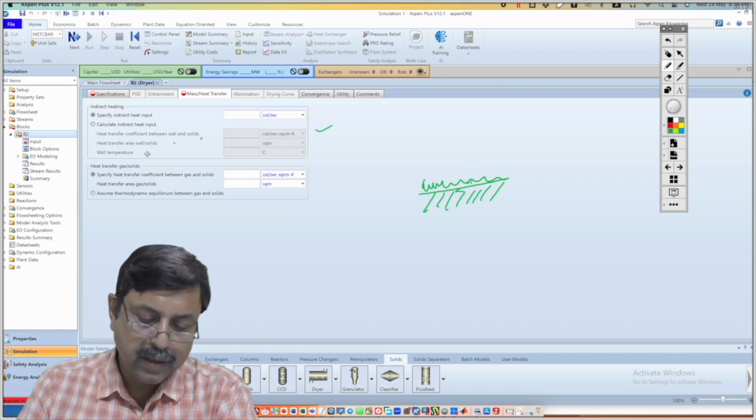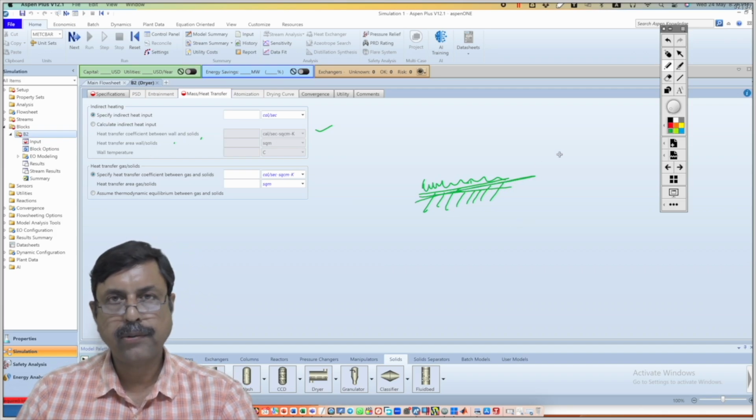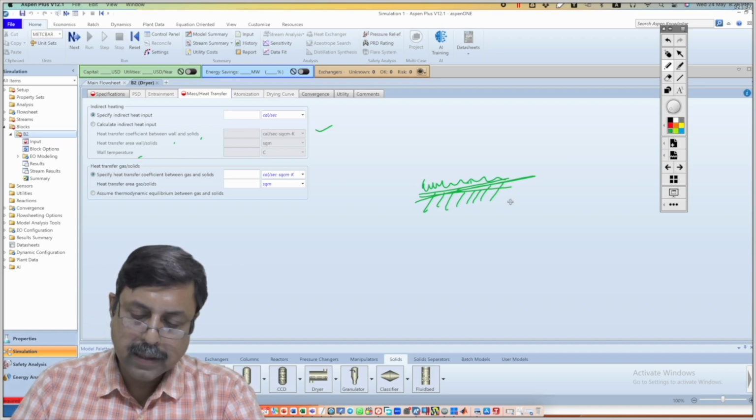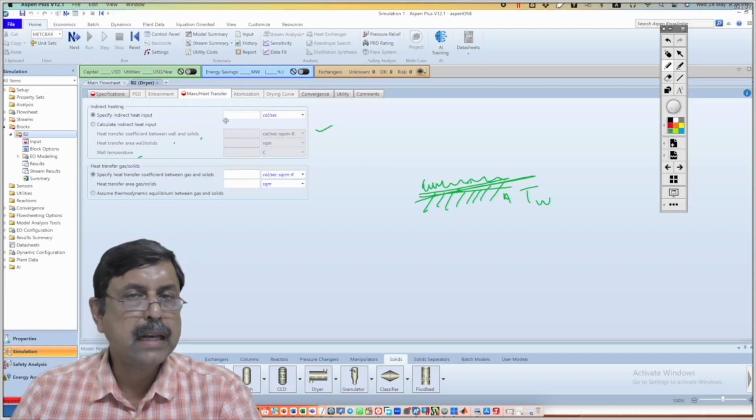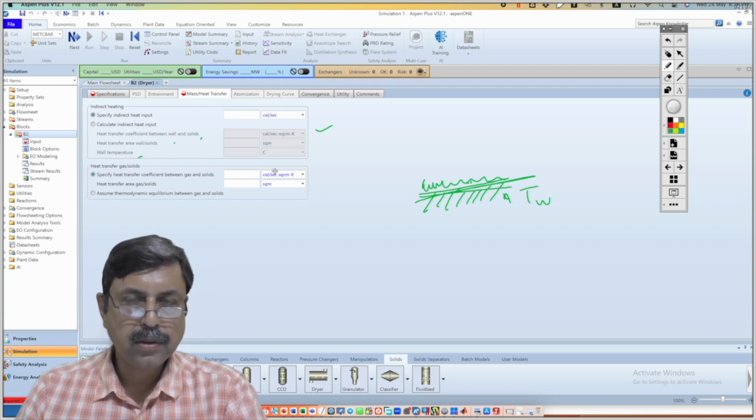Then the heat transfer area of wall and solid. So what is the area across which the heat transfer is taking place? And the wall temperature. So this is the TW. So if you specify them, then Aspen Plus will calculate the total indirect heat input that is given.